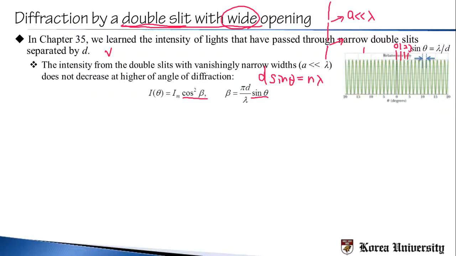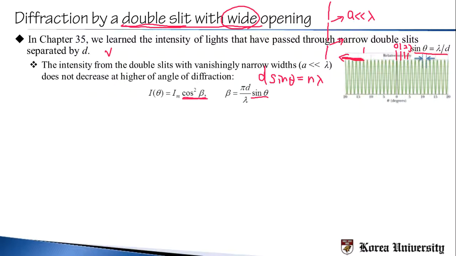Then the interval between these two bright bands can be written like this in terms of angle theta. Another important thing I have to remind you is that cosine square always changes between 0 and 1. So even when you move away from the center, intensity remained strong.